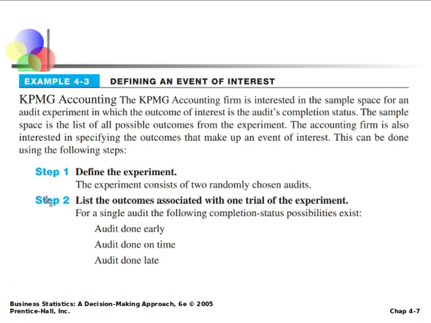Now, step 2, list the outcomes associated with one trial of the experiment. For clarity, we list down possible outcomes of a single trial of the experiment. For a single audit, the following completion status possibilities exist. Three: the audit is done early, the audit is done on time, the audit is done late. These are the three possible statuses: early, on time, late.